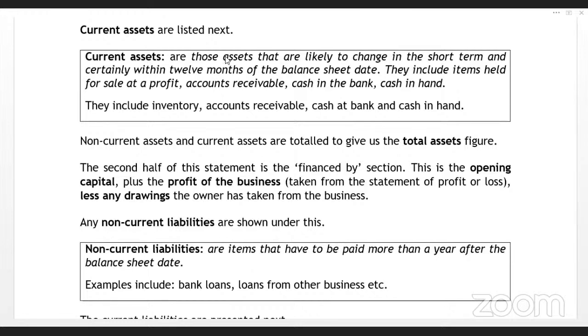Who can explain liabilities? Flores, Faith, Bridget, liabilities. What are liabilities?